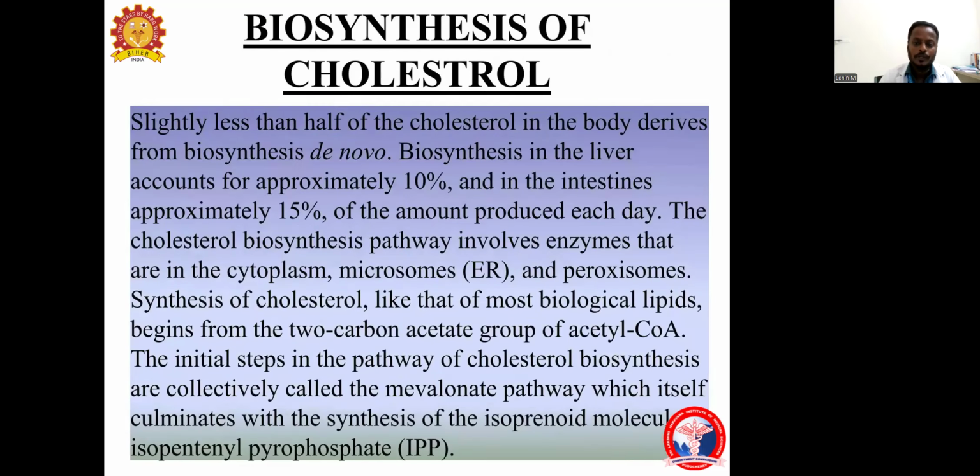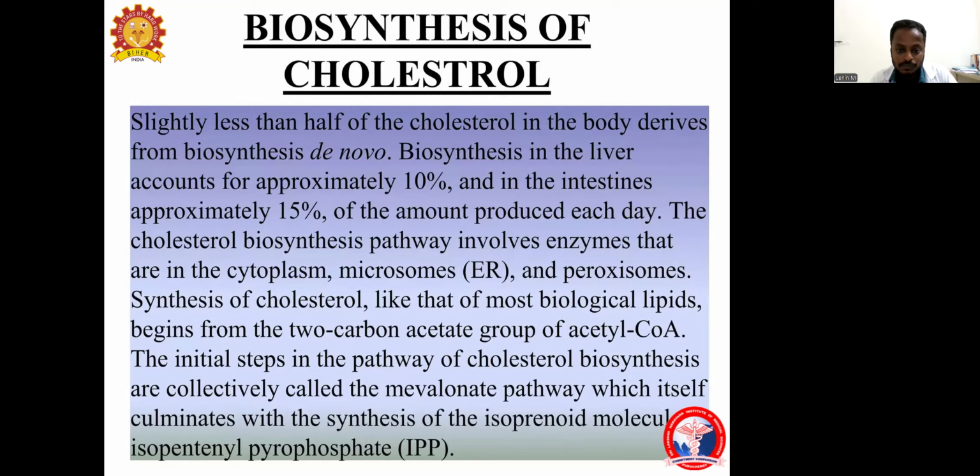This is about cholesterol biosynthesis in adolescents. Slightly less than half of the cholesterol in the body is derived from de novo biosynthesis. Biosynthesis in the liver accounts for approximately 10 percent, and in the intestine approximately 15 percent of the amount produced each day.